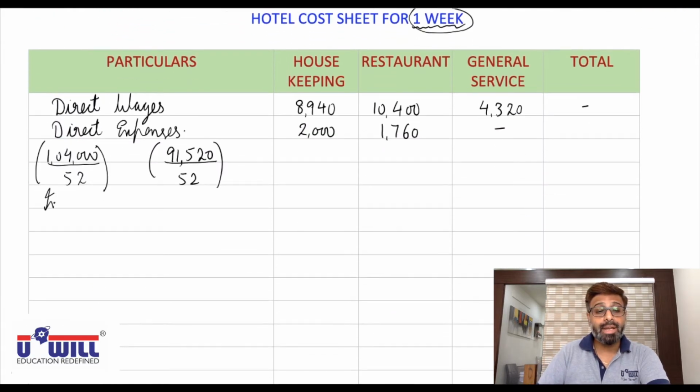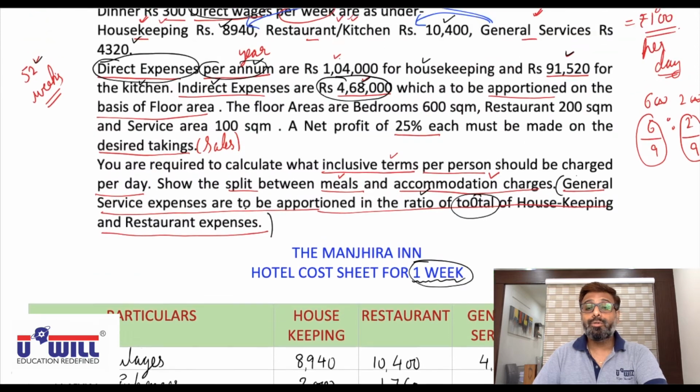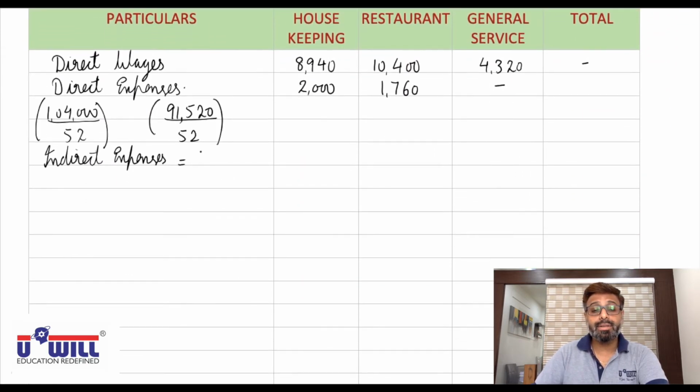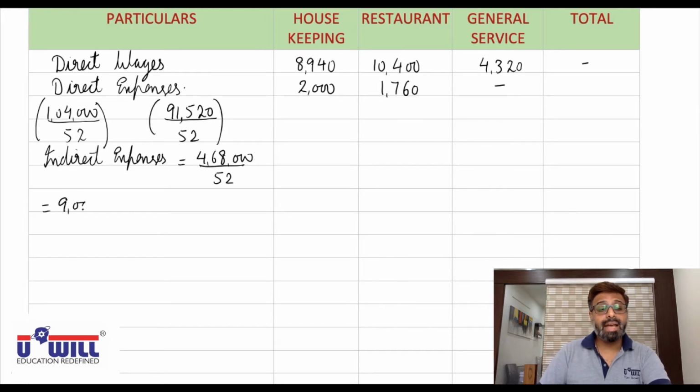So all of you write down indirect expenses, which are 4,68,000. Now since it is per annum, first we divide them by 52. So 4,68,000 divided by 52 comes to 9,000. Okay, 9,000. This 9,000 is the total indirect expense. Now, how will we apportion it?